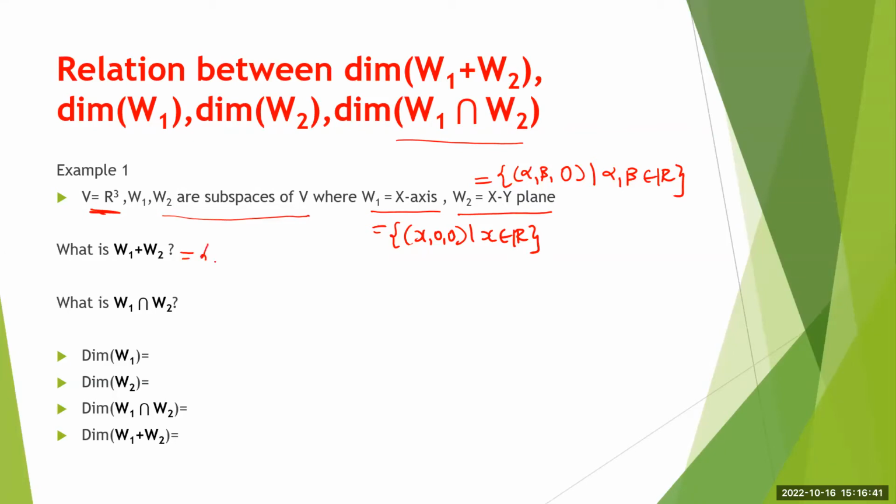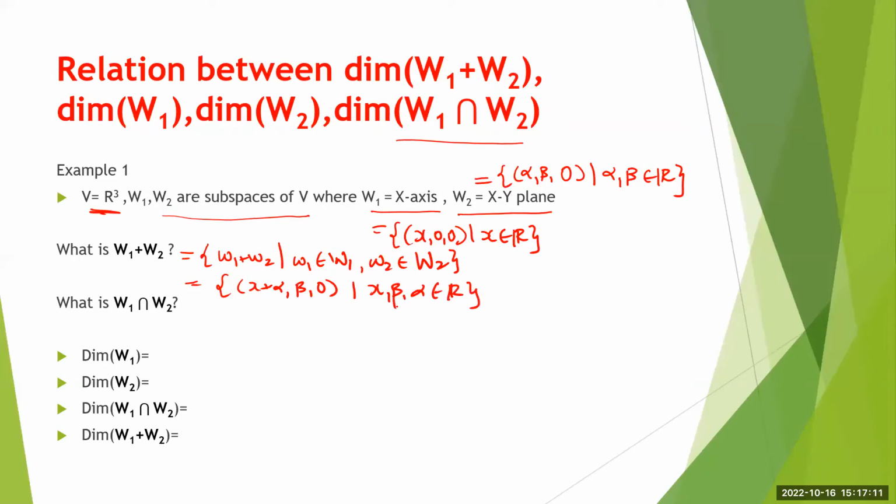Okay, W1 plus W2 will be a set having elements as small w1 plus w2, such that w1 belongs to capital W1, w2 belongs to capital W2. So in a general form, I can write W1 plus W2 as x plus alpha, beta, 0, such that x, beta, alpha belongs to R. I can see that all the elements of W1 plus W2 also look like all the elements of XY plane only. So W1 plus W2 is XY plane itself.